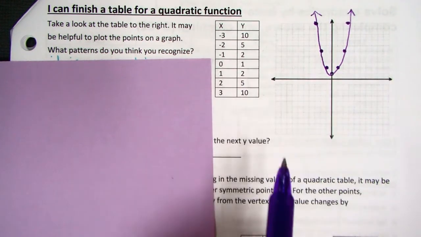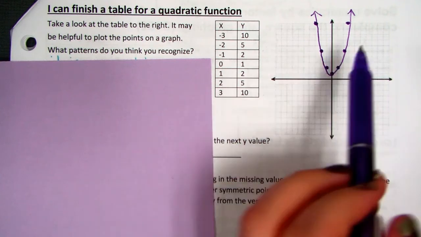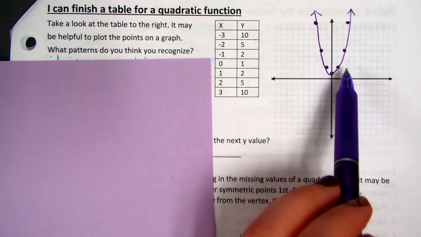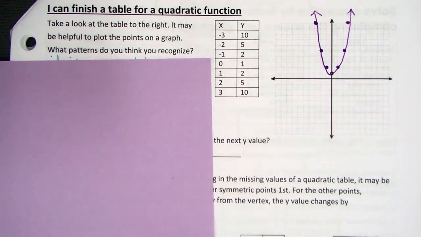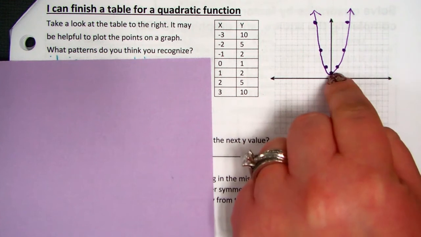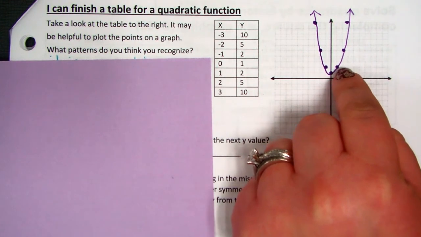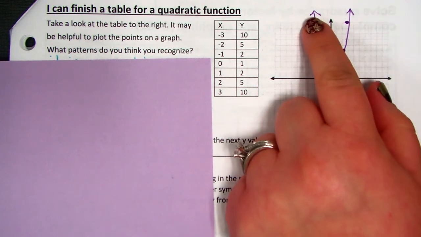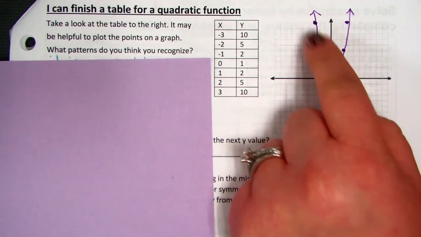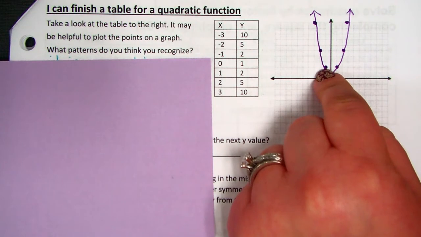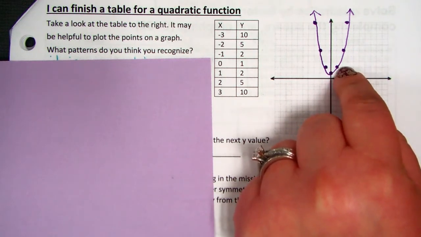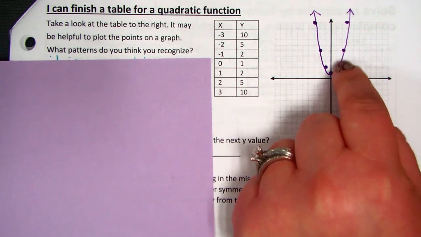So what patterns do we see when we are looking at the table or over at the graph? Well, the biggest pattern that sticks out to me is that this is symmetrical. Once I went back up, I started using the same y values over and over again. I'd had y values over here of 10, 5, and 2. And then once I hit that vertex, the y values on the right side became the exact same, 2, 5, and 10.